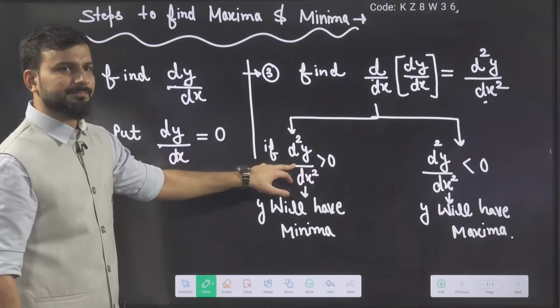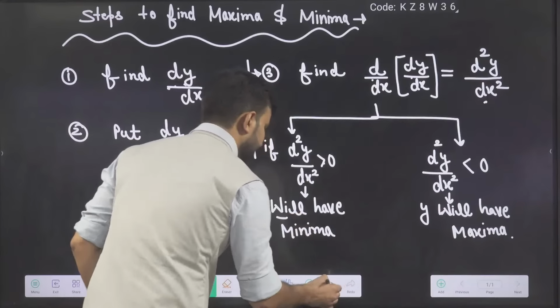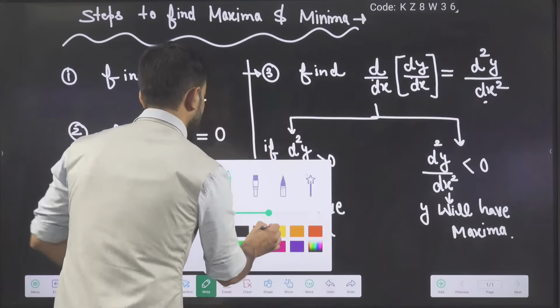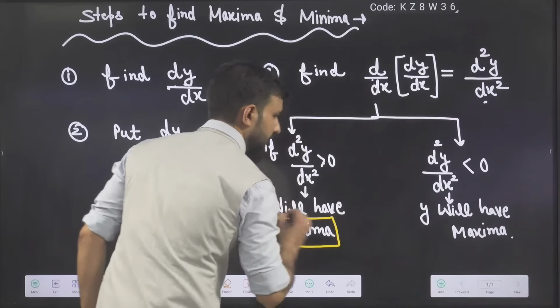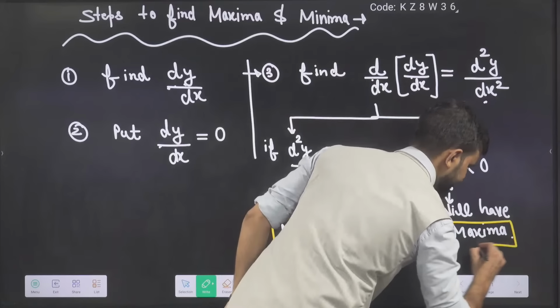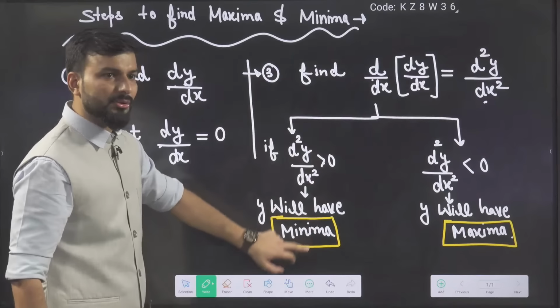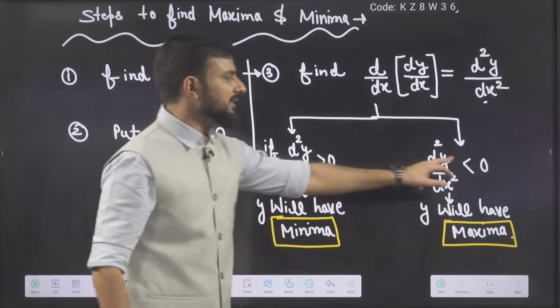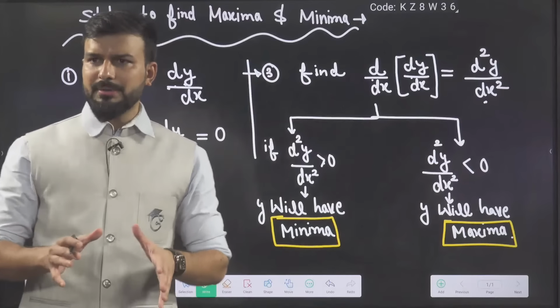The trick: if it is greater, the reverse is happening. What is the reverse thing? Minima. And if it is less, the reverse is maxima. Because here the symbol is greater, so the answer is coming minima. If the answer is less, here it is maxima. This is the way of remembering the steps.